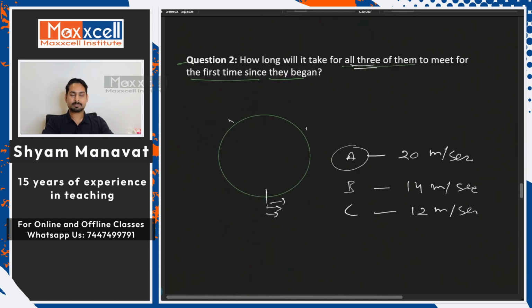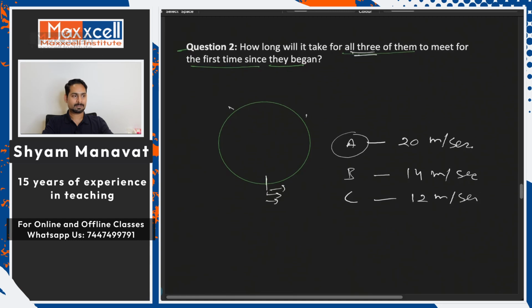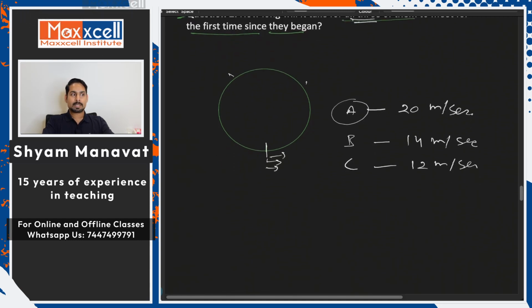Now if I take the reference of A, I can't compare all three of them together, right? So first I compare A with B, then I will compare A with C. You can take some other person as the reference point. You can take C, you can take B also. Doesn't matter. But the point is, take one person and then compare the other two with that, and then see when they are going to meet. So let me show you this.